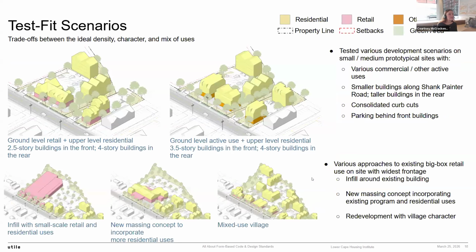So the next step after this analysis was getting into the test fit scenarios. What's not shown here is that we first tested out what the existing zoning allowed us to build. And as you can imagine, based on the size regulations, setbacks, and parking, it was not a lot. So what we ended up doing is we developed three separate parcels that were loosely based off of existing parcels. We had a small, a medium, and a large.